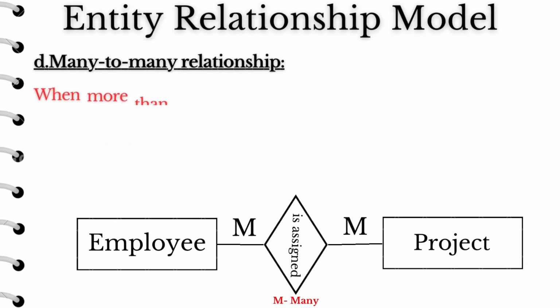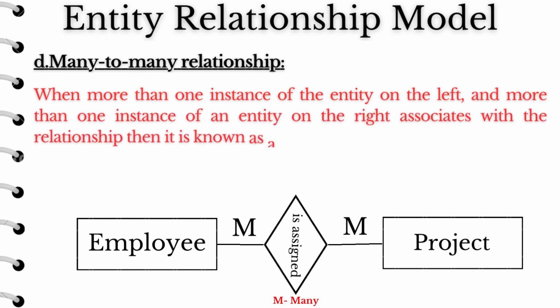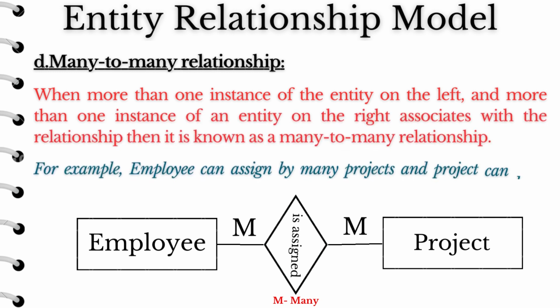The last one is many-to-many relationship. When more than one instance of the entity on the left, and more than one instance of an entity on the right, associates with the relationship, then it is known as a many-to-many relationship. For example, an employee can be assigned to many projects, and a project can have many employees.